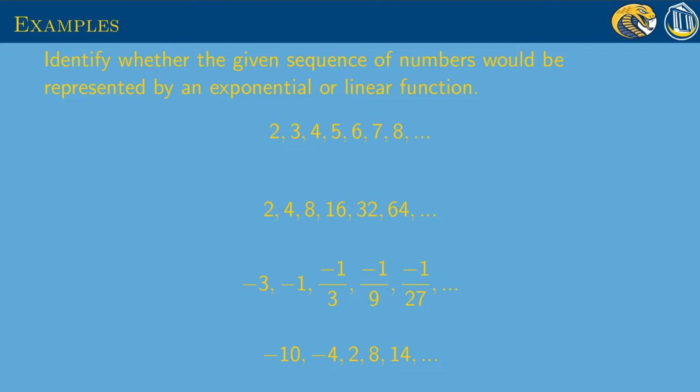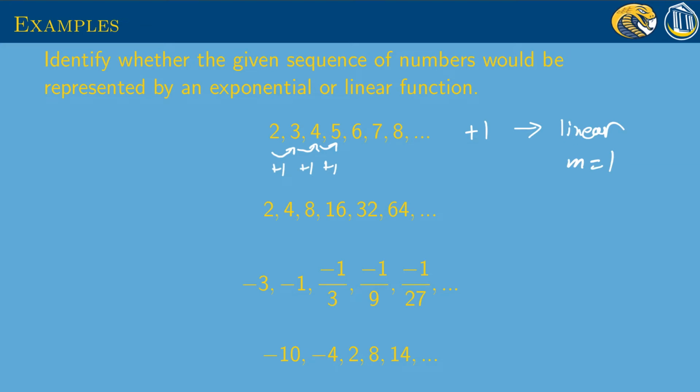We'll notice that for this first sequence here, to go from 2 to 3, we add 1. From 3 to 4, we add 1. From 4 to 5, we add 1. And for each term in the sequence, as we go from one term to the next, we add 1. This indicates that it's a linear function, specifically with a slope of 1.